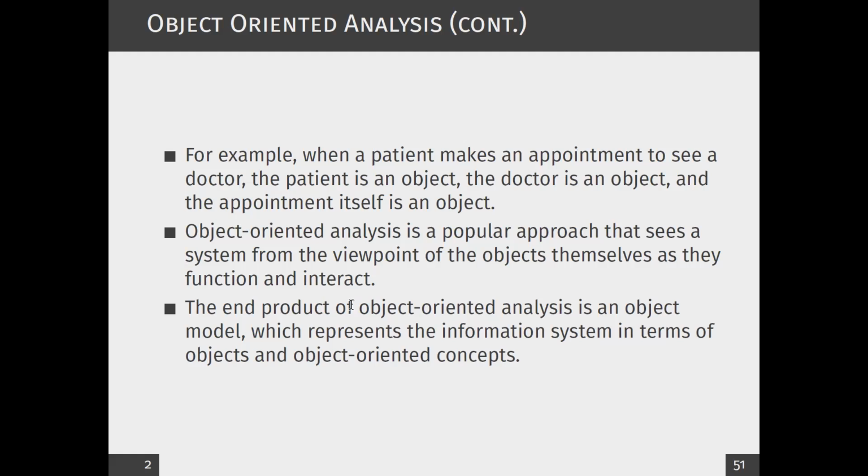So when we talk about object-oriented analysis, we look at the objects as functions and how they interact with each other. Once you finish the object-oriented analysis, the outcome is known as the object model. This object model represents the information system using object-oriented concepts in terms of objects, and that is exactly what we are going to discuss.